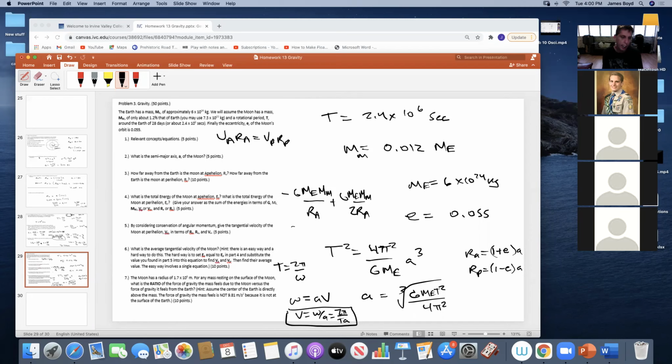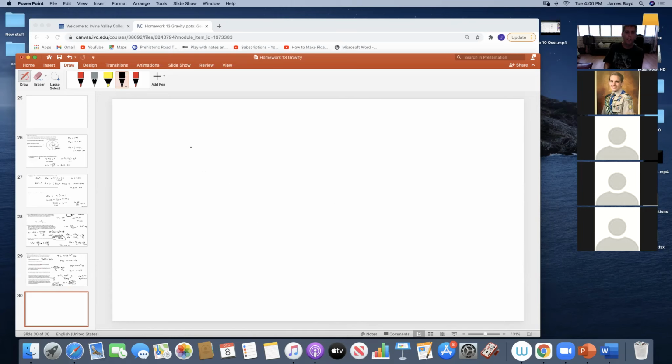And then it says, if the moon's radius is 1.7, for any mass resting on the surface, what is the ratio of the force of gravity for the moon and the Earth? Now, the force of gravity on the moon would be the object's mass times G times the mass of the moon over the radius of the moon squared. The force of gravity due to the Earth would be m times G times the mass of the Earth over the radius from the Earth to the moon squared.